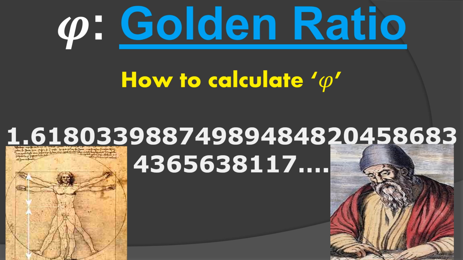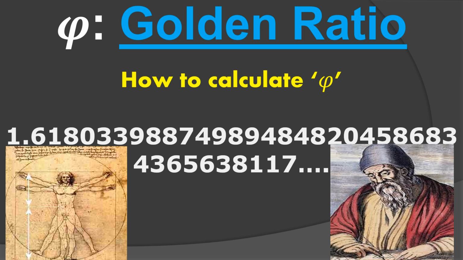It is known to be first discovered by a Greek mathematician called Euclid, who called it the extreme and the mean ratio. Luca called it the divine proportion. There are also other names for it.